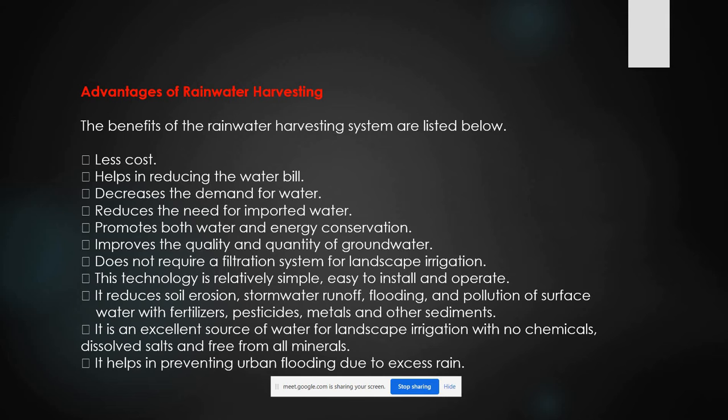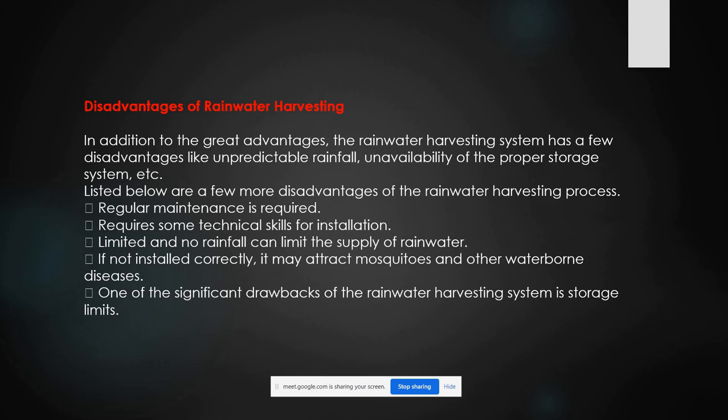Second, other disadvantages of rainwater harvesting. In addition to the great advantages, the rainwater harvesting system has a few disadvantages like unpredictable rainfall, unavailability of proper storage system, etc. Listed below are a few more disadvantages of the rainwater harvesting process. Regular maintenance is required. Some technical skills are required for installation. Limited or no rainfall can limit the supply of water. If not installed correctly, it may attract mosquitoes and other water diseases. One of the significant drawbacks of the rainwater harvesting system is storage limits.